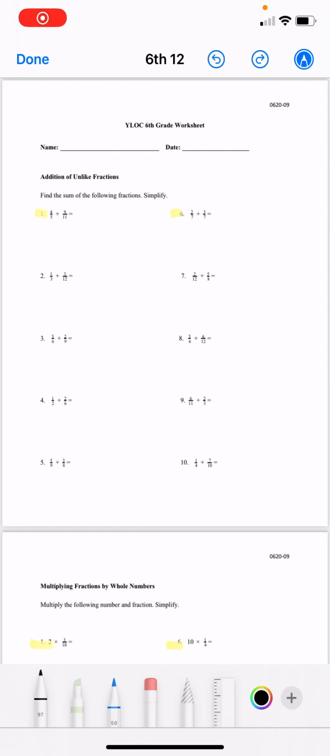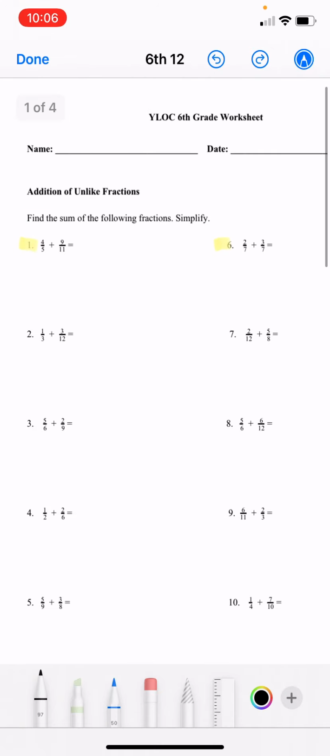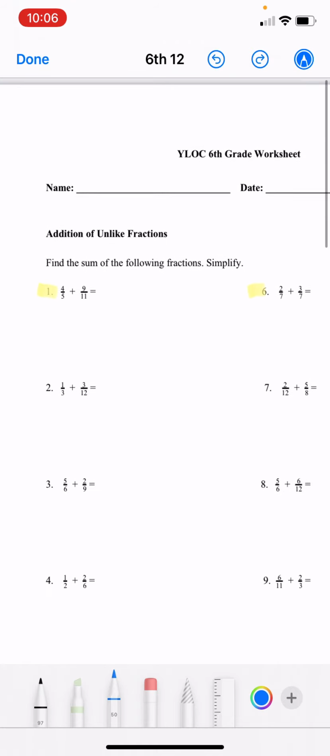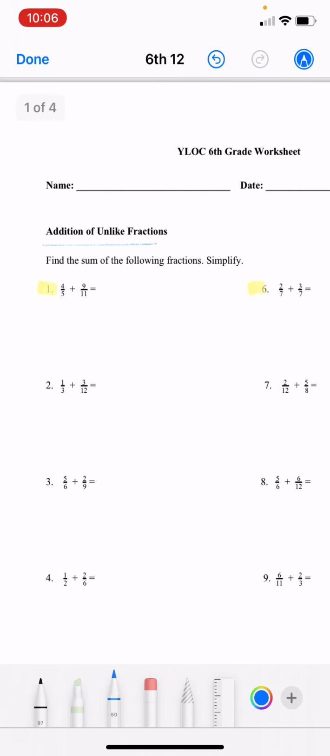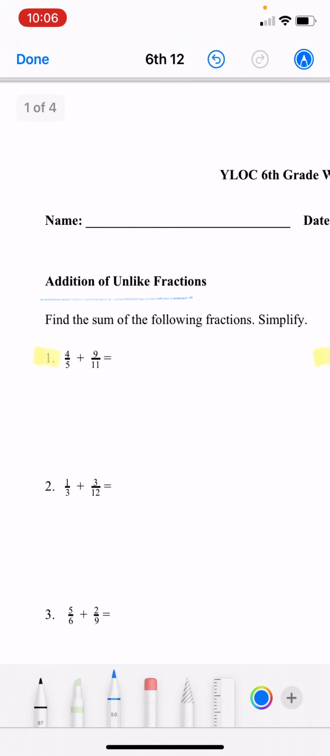Hey guys, this is lesson 9, and let's get started with some additions of unlike fractions. So we're asked to find the sum of the following fractions, simplified. Before we get into this, let's review. How do we add two unlike fractions? What do we have to find?